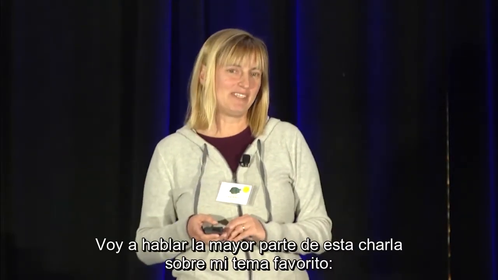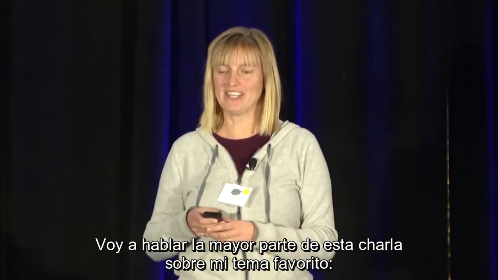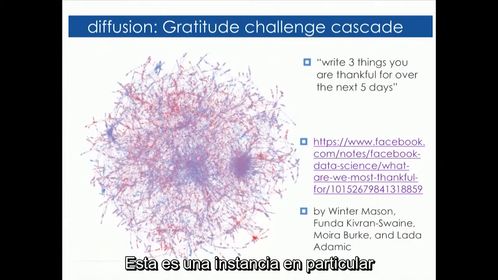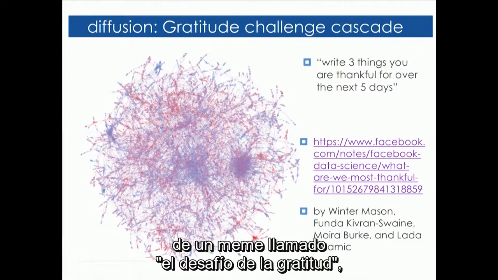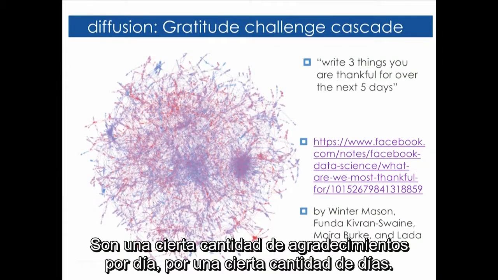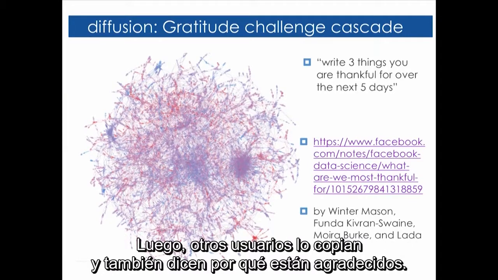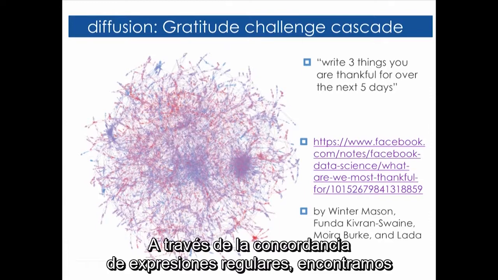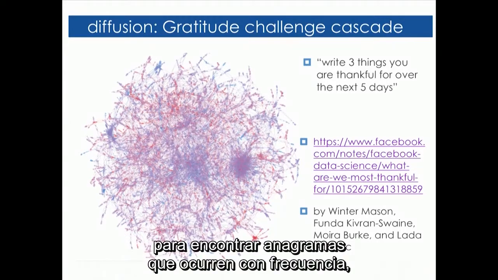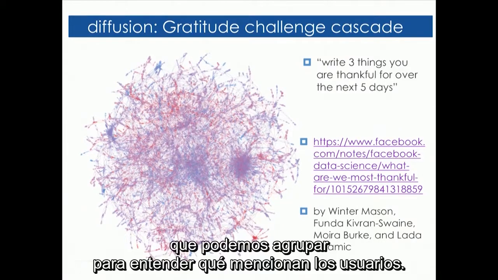My favorite topic in what I'll be talking about for most of this talk is information and how it diffuses through networks. This is a particular instance of a meme called the Gratitude Challenge, where people will post what they're thankful for, some number of items per day for a given number of days. And then others will copy that and also say what they're grateful for. And we can find through regular expression matching such status updates and automatically process them to find frequently occurring n-grams, which we can cluster to understand what people are mentioning.